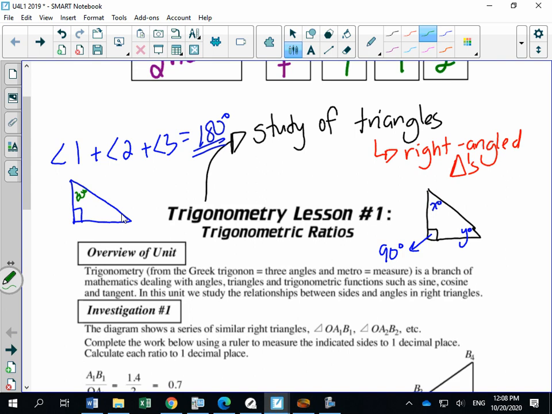You would say, okay, how I would want you to calculate that guy is 180 degrees minus 90 minus 30, which would give you that missing angle. So does anybody know what that would be? What's 180 minus 90 minus 30? 60 degrees. So that missing angle would be 60 degrees. Okay, so that's what trigonometry is. It's the study of triangles, specifically right angle triangles.